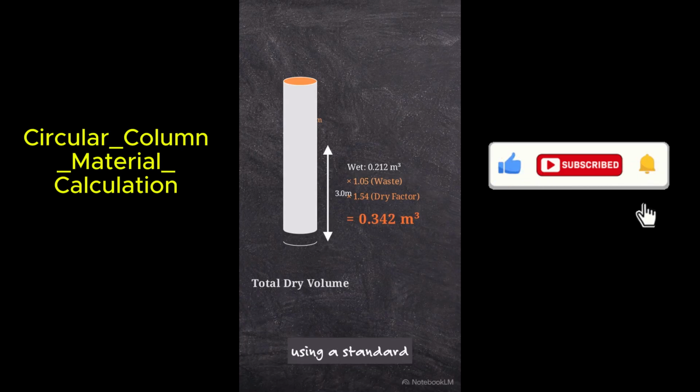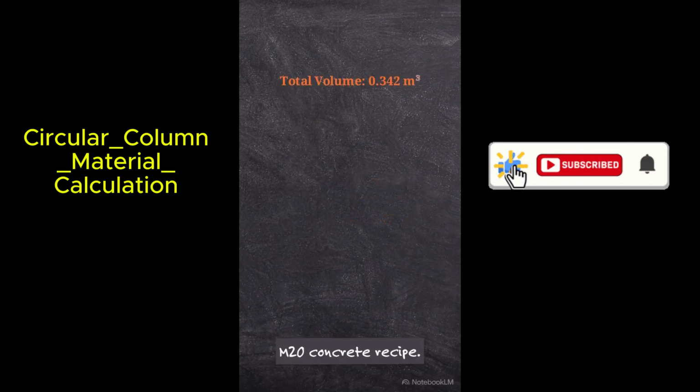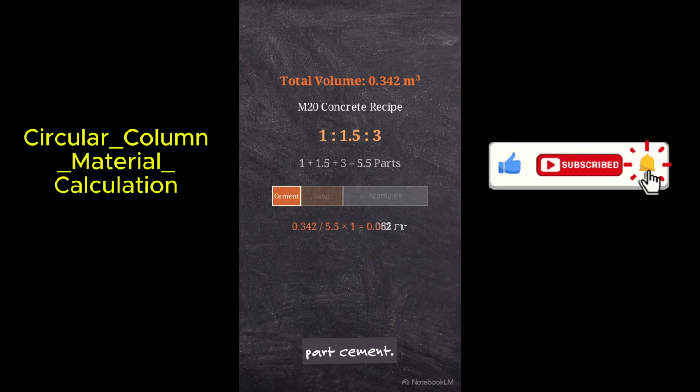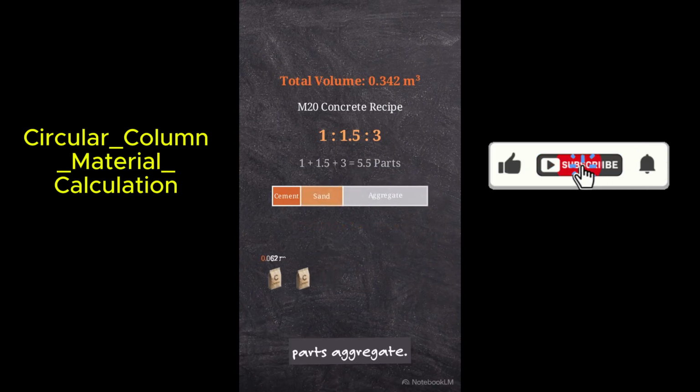Next, break that down using a standard M20 concrete recipe. We split that total volume into 5.5 proportional parts: cement, sand, and aggregate. Divide your dry volume by 5.5 and multiply by 1 part cement. Process that through cement's standard density, and you need exactly 2 bags. Apply the same math for your 1.5 parts sand and 3 parts aggregate.